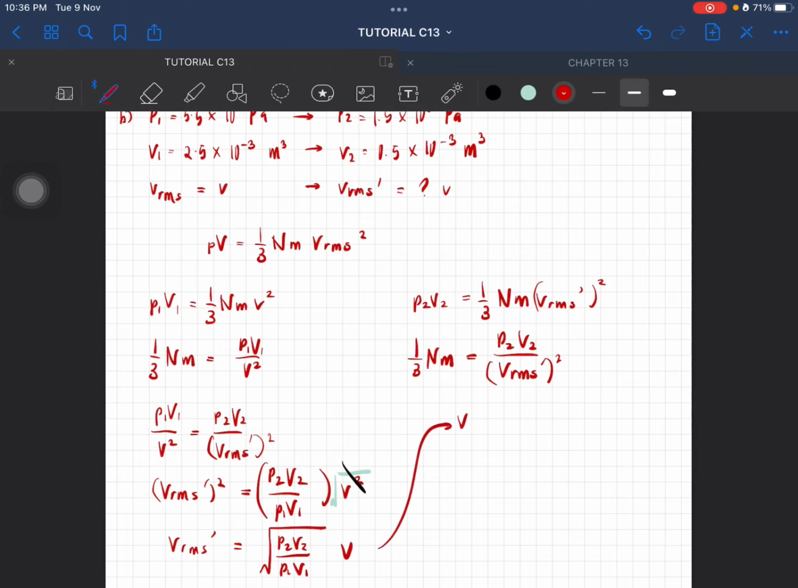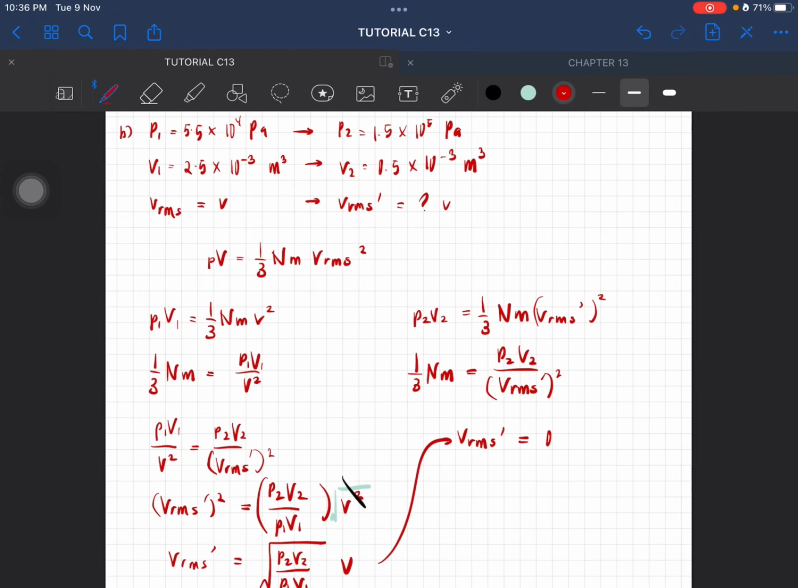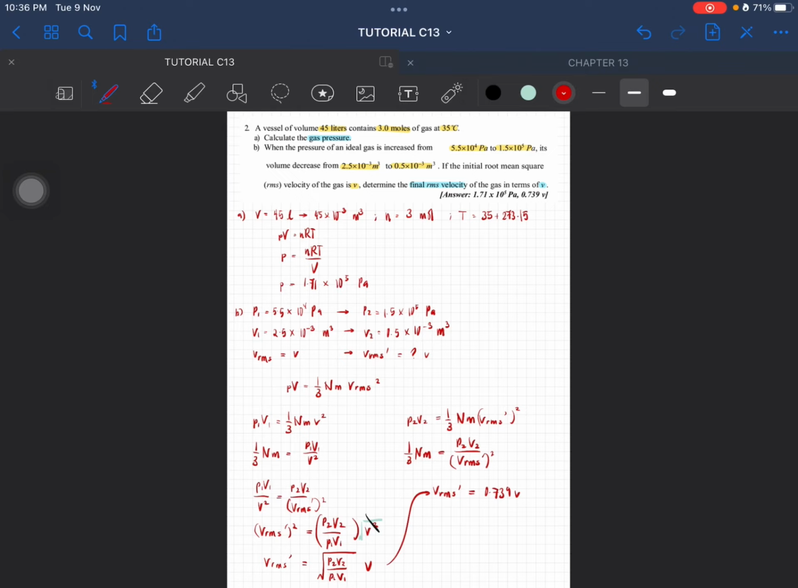So substitute the values that you have. So you should get the value 0.739V. Okay? Not complicated, right? This is just basically maths. The physics is only at finding the right equation. Okay. So that is your solution for question number 2.